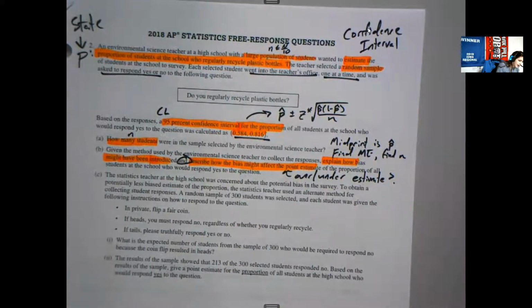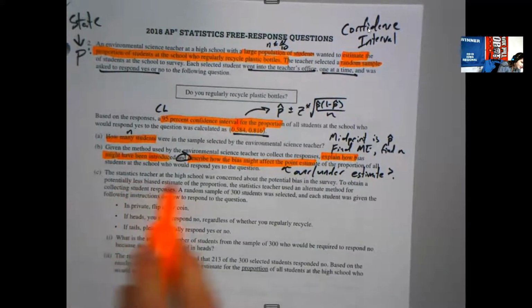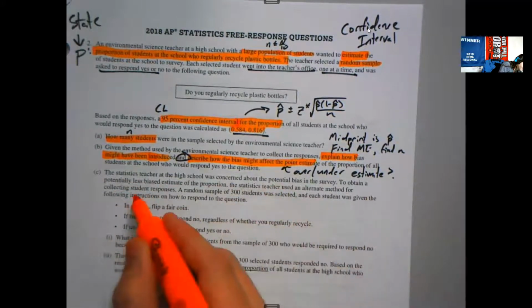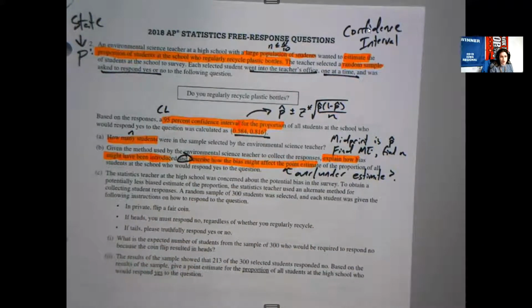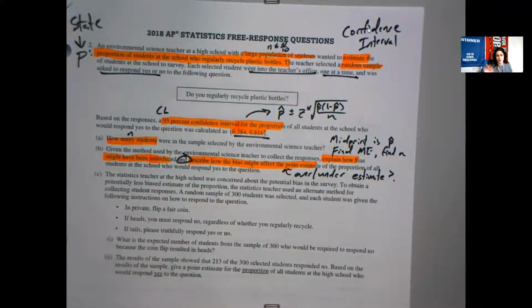All right. Part C, a stats teacher was concerned about the potential bias in the survey. To obtain a potentially less biased estimate, okay, we did an alternative method, put 300 students, and we told them how to respond. In private, flip a coin. Great. If it's heads, you say no, no matter what. If it's heads, you say no. If it's tails, you answer truthfully.